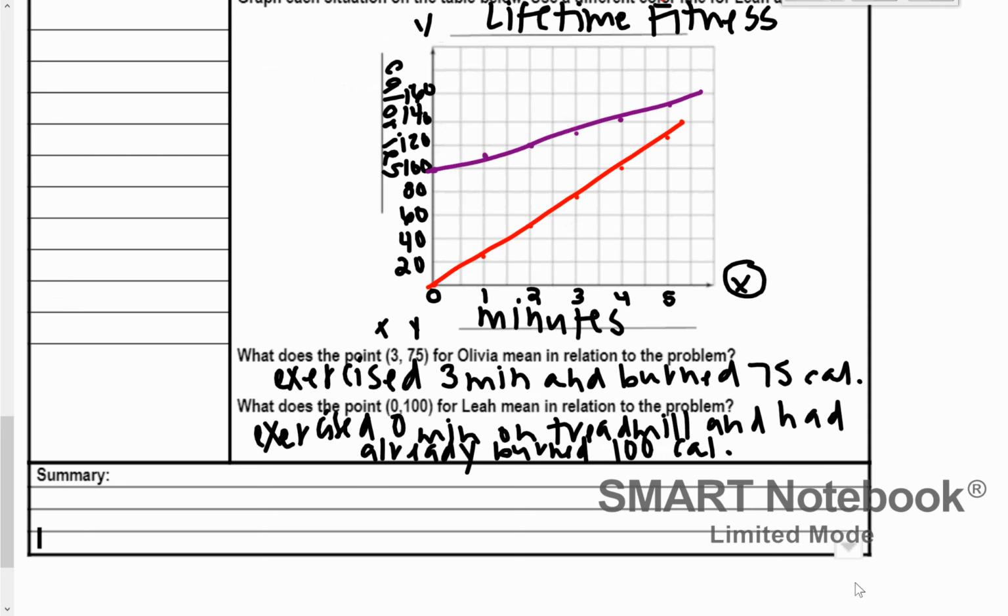But yeah, so write a summary, just talk about that X, that Y, independent, dependent. You can maybe talk about how you interpret points by just putting on a label in relation to the problem.